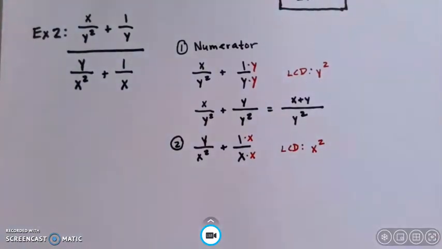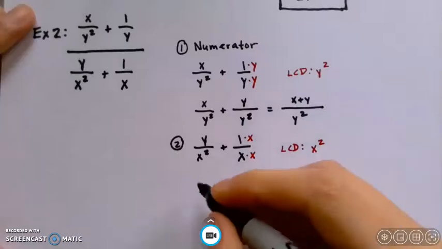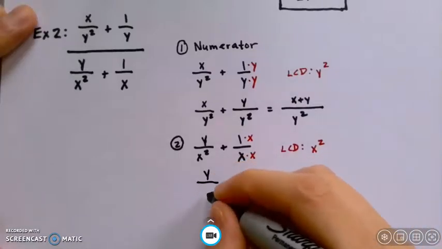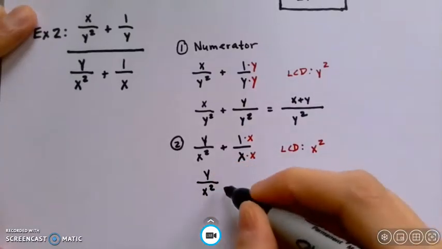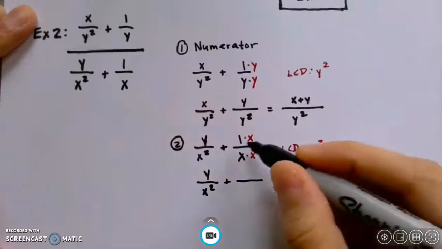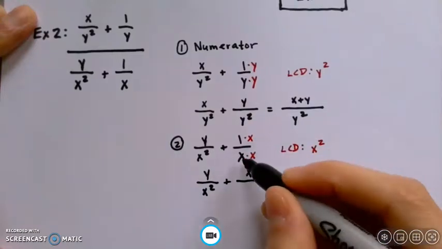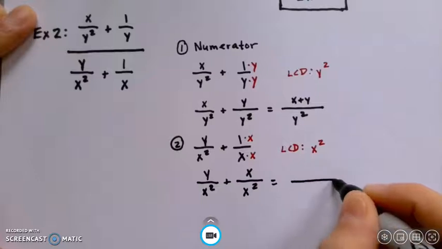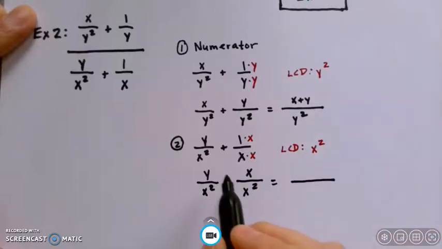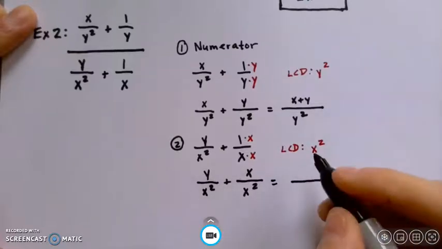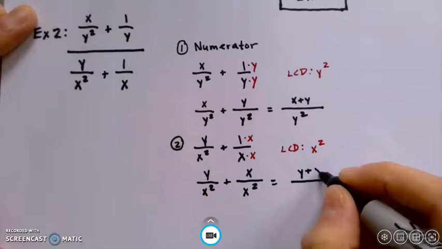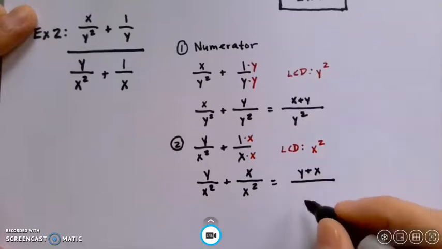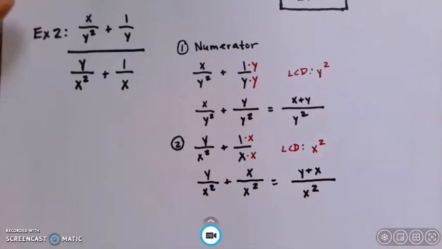So now we have y over x squared plus 1 times x is x, x times x is x squared. Because I have common denominators, I can go ahead and add my numerators. So I have y plus x, and the denominator is x squared.